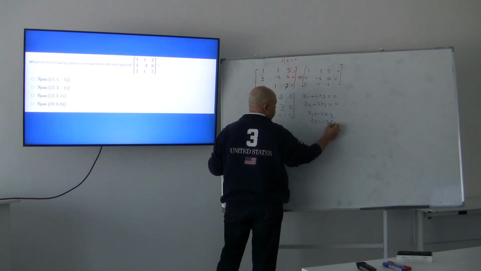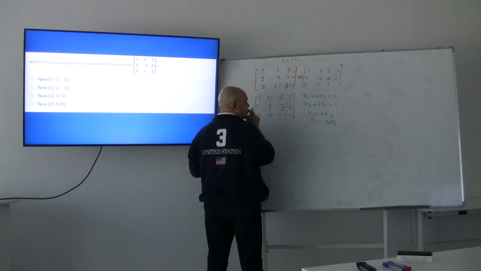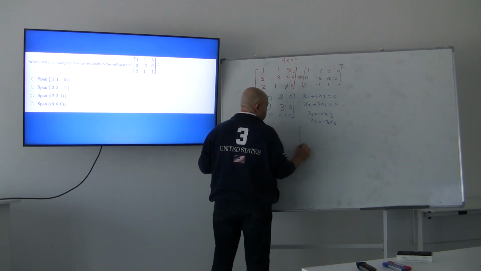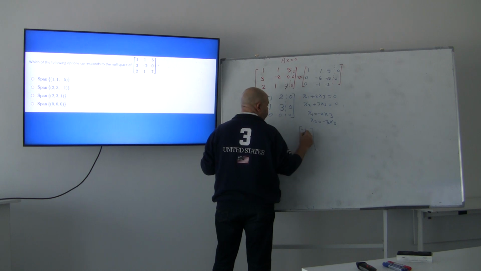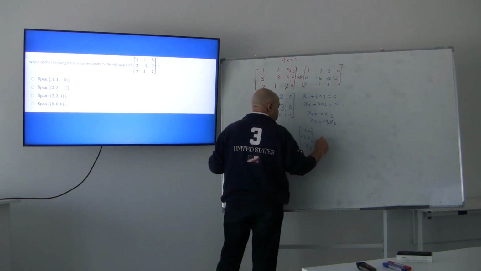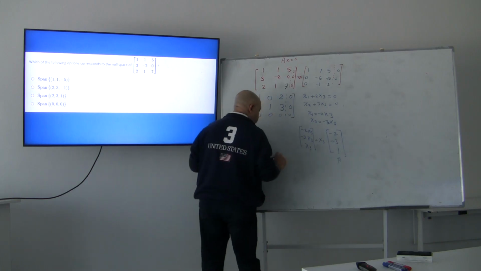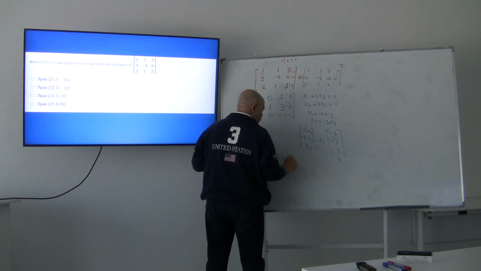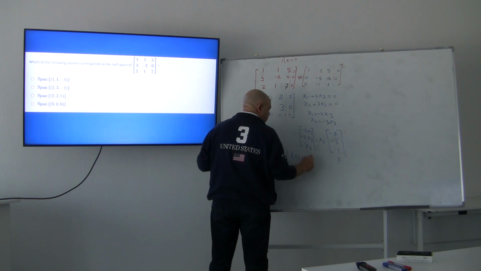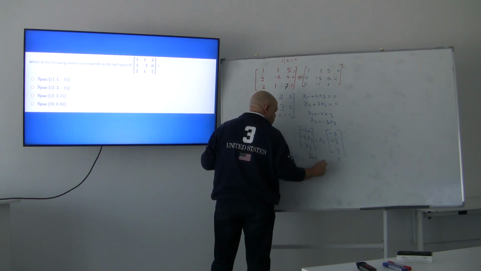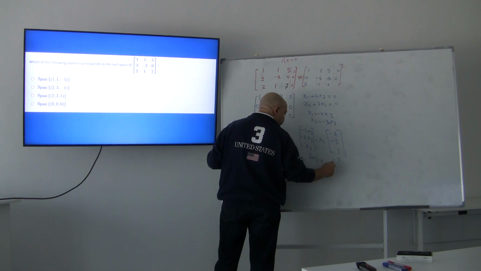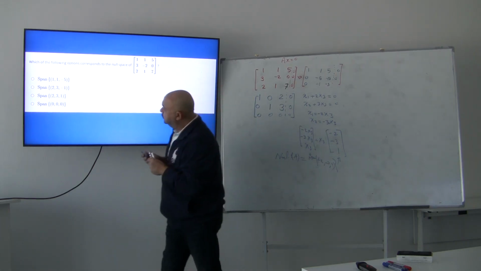Am I right? So yes. The solution set will be negative 2x3 instead of x1, negative 3x3 instead of x2, and x3. Taking x3 as a common factor, I will have negative 2, negative 3, and 1, and so the null space of A should be the span of the vector negative 2, negative 3, and 1, okay?